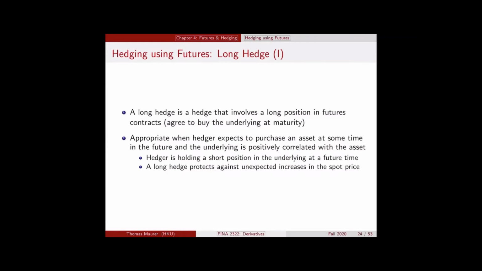And then on the other side, we have a long hedge, which involves a long position in the futures contract. Here you agree to buy the underlying at the maturity. That's appropriate when you expect that you have to purchase something at a future point and you want to protect yourself from an unexpected increase in the spot price, which would then make it more expensive for you to buy that underlying asset if you did not use the futures for hedging.